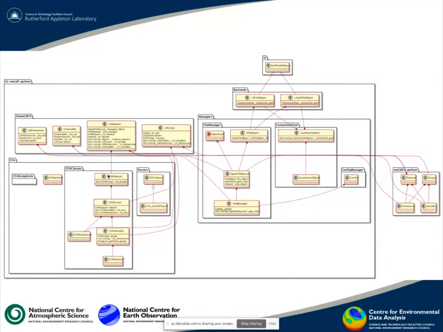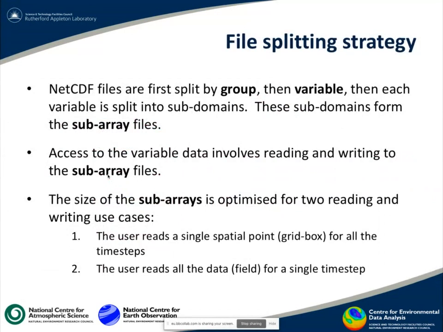This is UML of the entire system. I won't go through it. The file splitting strategy is quite interesting, but I've covered this quite extensively in other talks. So the files are split by group, then variable, and then each variable is split into subdomains, and these domains form subarray files. And access to the variable data obviously involves reading and writing to the subarray files.